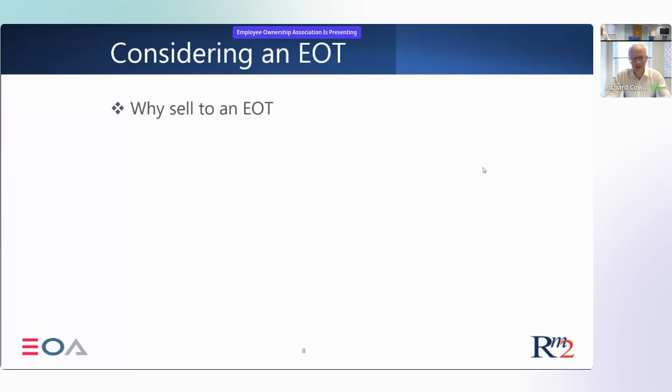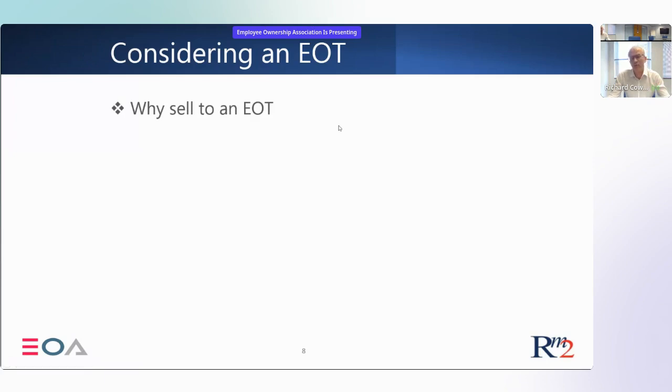So the first one is why sell to an EOT? Effectively, the headline benefit is that you can sell your business tax-free. Our experience is that comes some way down the list of factors for why people sell their business to EOTs. For the owners, you can pretty much summarize the benefits is that they don't have to sell their business to a third party. So you don't have to find that third party, you don't have to go through an extended period of negotiation, due diligence, and potentially have to sell your business to somebody you've fallen out with.